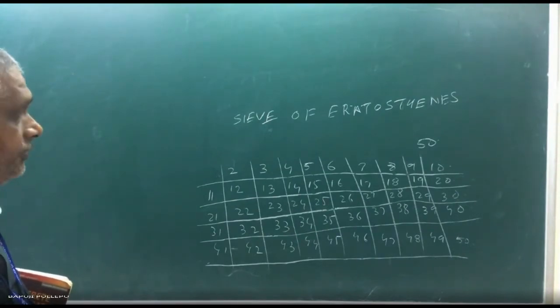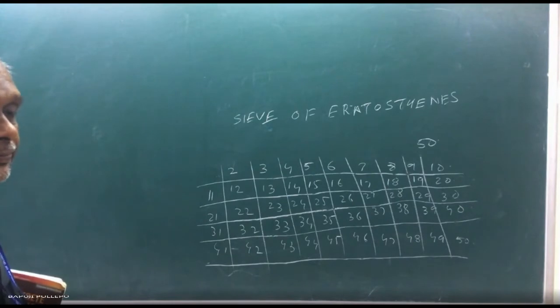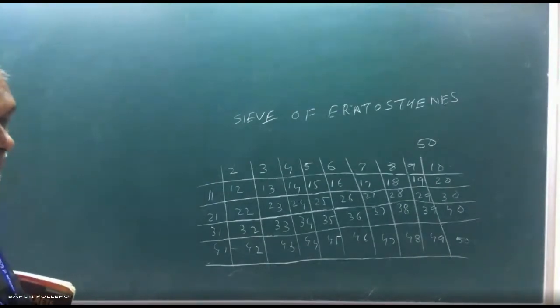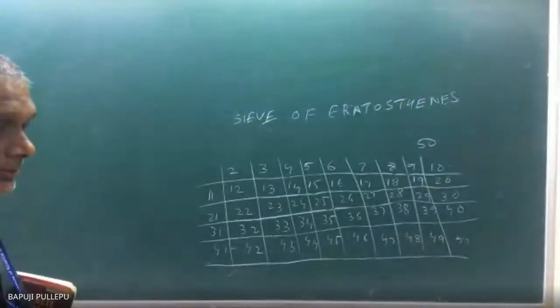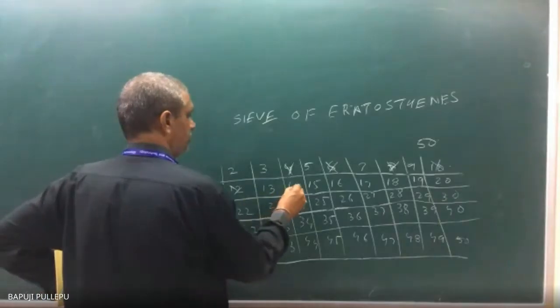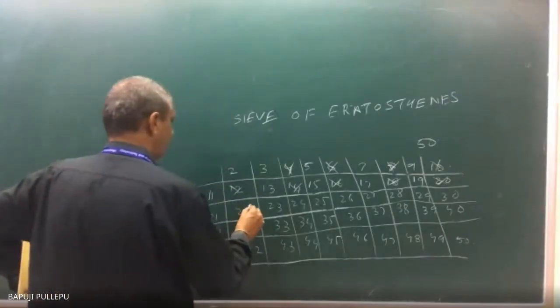Take the numbers divisible by 2 and delete them. The 2 itself you don't delete. With 2, how many are divisible? Tell me the numbers. 4, 6, 8, 10, 12, 14, 16, 18, 20, 22, and so on, we go.